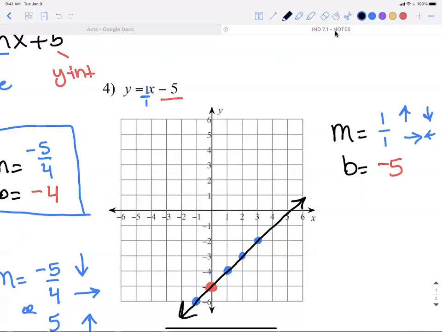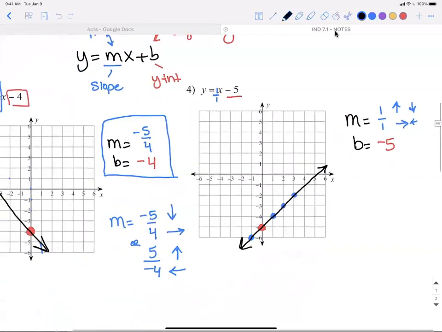If your points are super close together, sometimes it's nice to give yourself a couple counts just to get a little bit of space to get a nice straight line. But technically, you only need 2 to graph it.